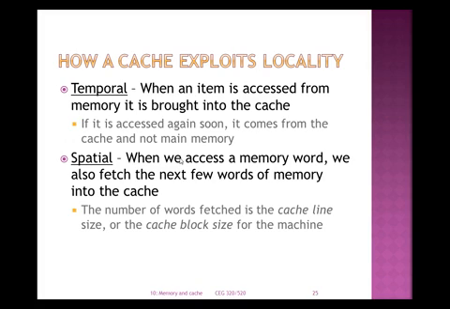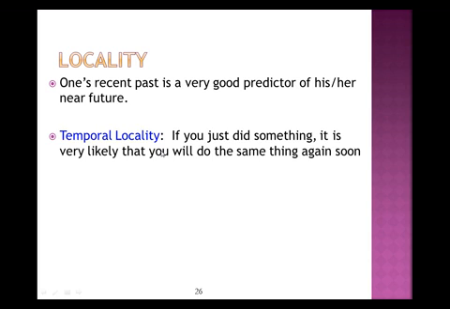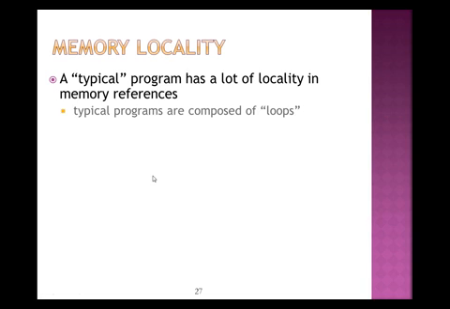Next is the spatial locality. When we access a memory word, we also fetch the next few words into the cache. That is known as the spatial locality. We have studied this. Then we have studied the memory locality, that is, the location of the memory with respect to the reference, where the data will be stored in the memory. That is known as the memory locality.